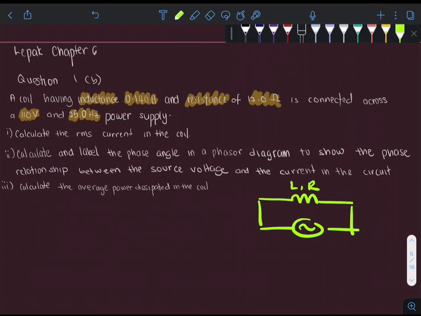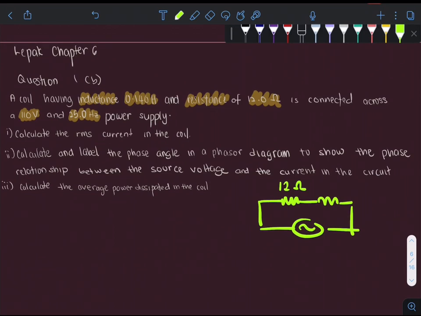Okay, to understand this circuit better, I'm going to redraw the circuit by showing the components present in the coil, such as the resistance and inductance, separately. This is because for us to deduce that this is an RL type circuit, both this inductance and resistance are present inside the coil that has been connected across the AC supply.